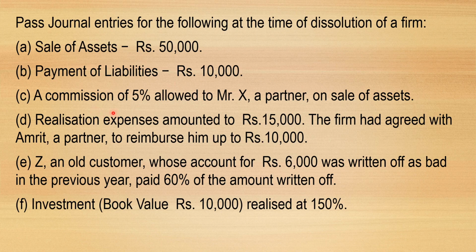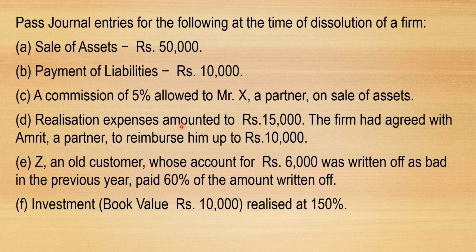Now, commission of 5% is allowed to Mr. X, a partner, on the sale of the asset. X is a partner who took responsibility to dispose of the asset. So therefore it is an expenditure, but it is not paid at that moment, it is just allowed. So you have to credit X capital account. Therefore, realization account debit to X capital account.